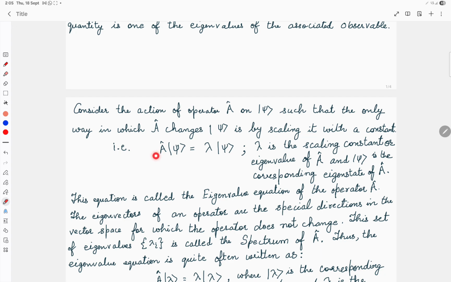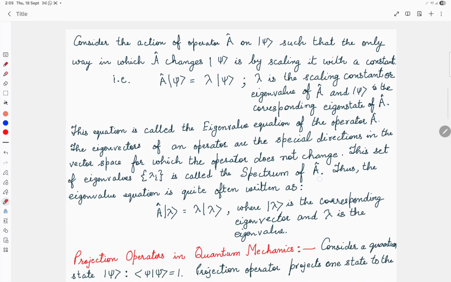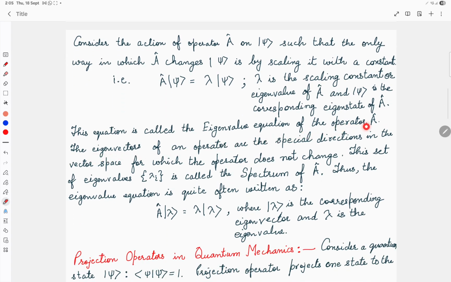With this operator A acting on ket psi, we are expecting the operator will change the quantum state ket psi in a way that it is just scaled, which is equal to lambda ket psi. So lambda is the scaling factor. Basically, this is the eigenvalue equation where lambda is the eigenvalue of operator A and ket psi is the eigenstate, or the eigenvector, corresponding to this eigenvalue. Now this equation is called the eigenvalue equation of the operator A.